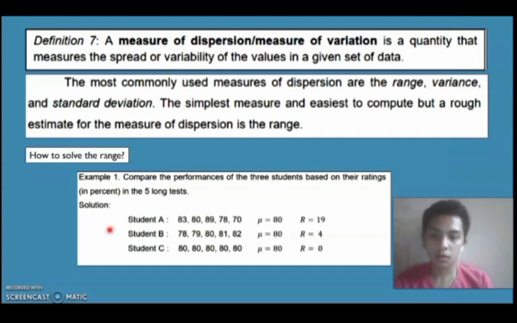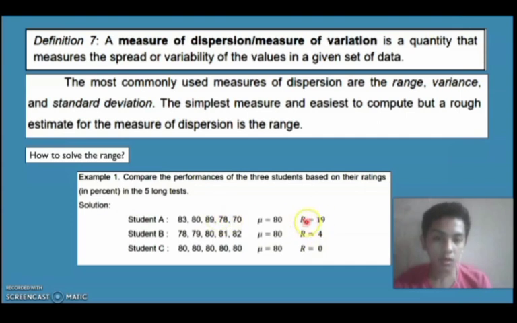Student A has this data set of values, student B has this data set of values, and student C has this data set of values, which is all 80%. The mean of the 3 students is 80%, but in range they are different.